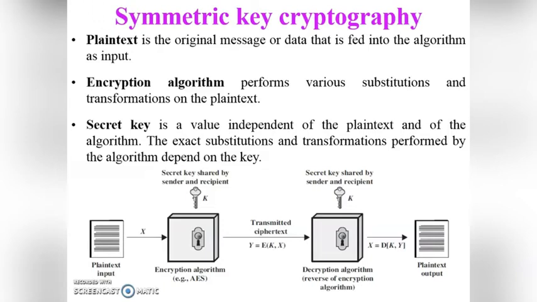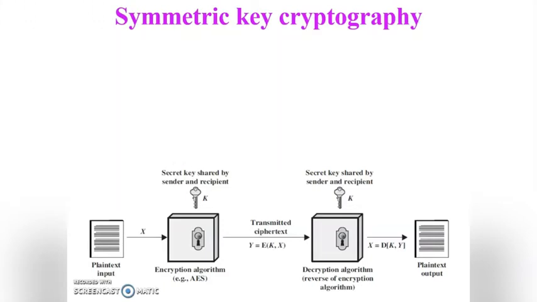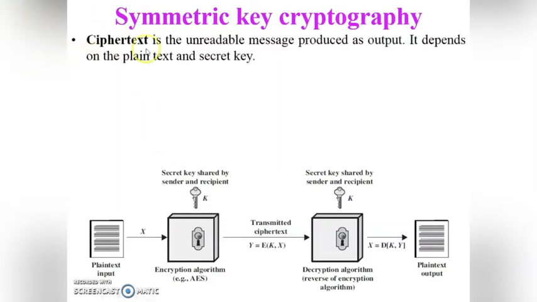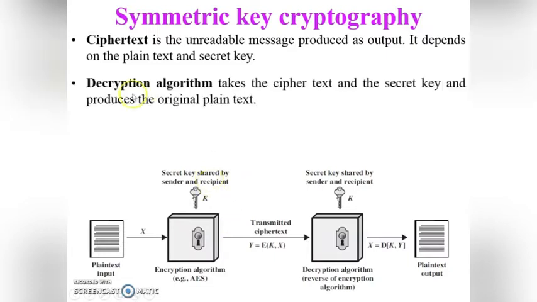Now we can say the encryption algorithm has two inputs. One is the plaintext, which in this figure is X, and the second input is the secret key, which is K. This secret key is shared only between the sender and receiver, so no other person in the network knows it. If any person accesses the key, then he or she can decrypt the ciphertext into plaintext.